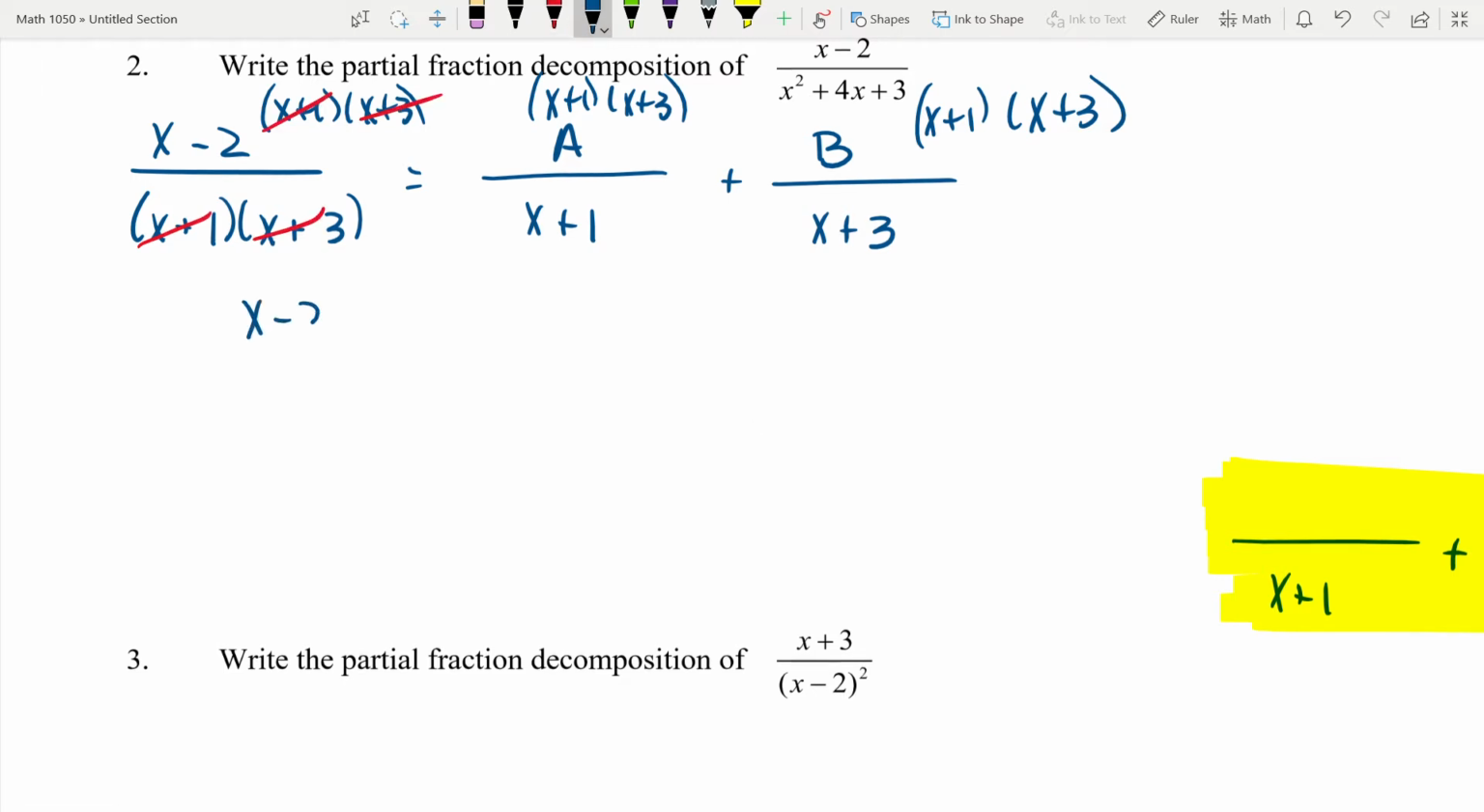Look guys, x plus 1, x plus 1, x plus 3, x plus 3. What I have left is x minus 2. On the right hand side, x plus 1 cancels with x plus 1. Distribute my a, and I get ax plus 3a. Last term, x plus 3 cancels with x plus 3. Distribute the b, and I have bx plus b.